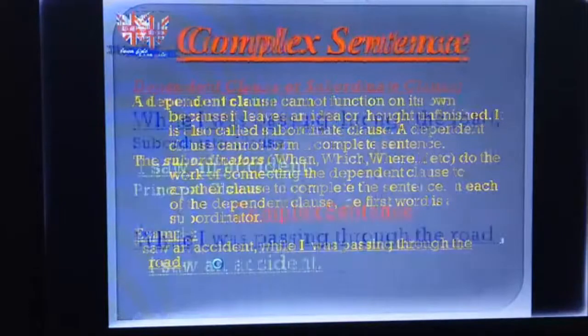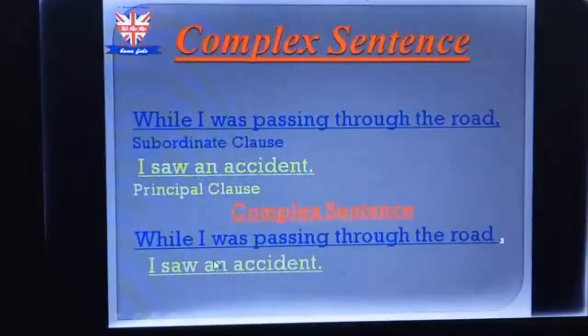Let's go for the final example of a complex sentence: while I was passing through the road, I saw an accident. I saw an accident is the principal clause, and while I was passing through the road is the subordinate clause. And the complex sentence will be, while I was passing through the road, I saw an accident. One part is incomplete, another part is complete. You have to keep that in your mind.